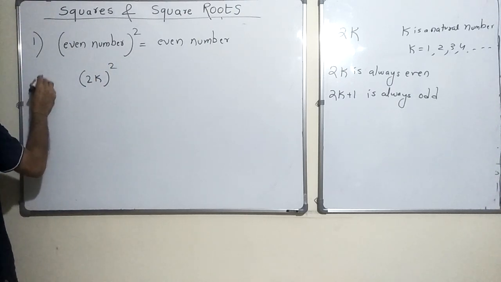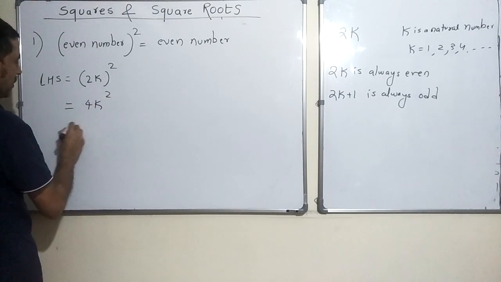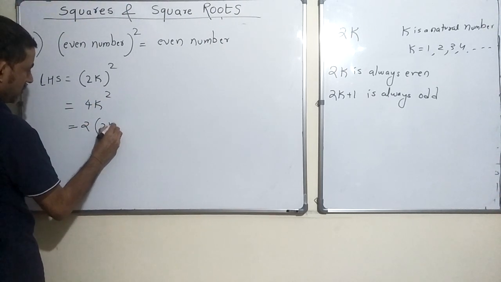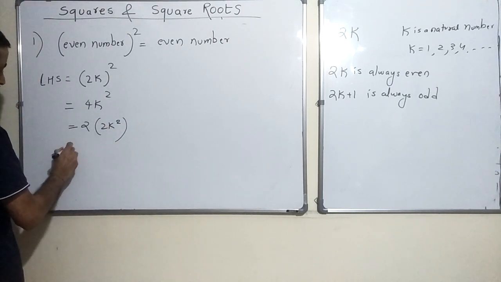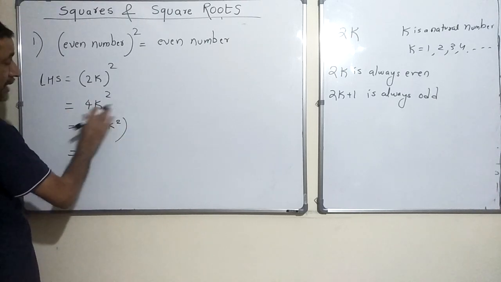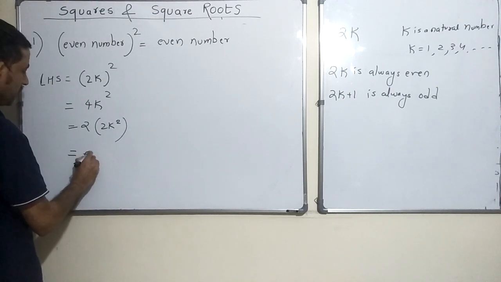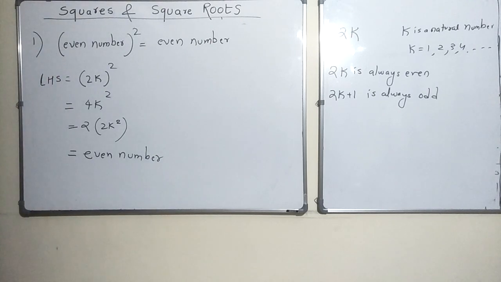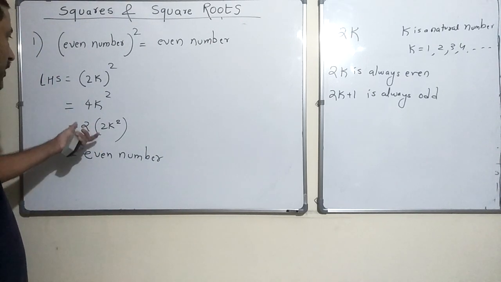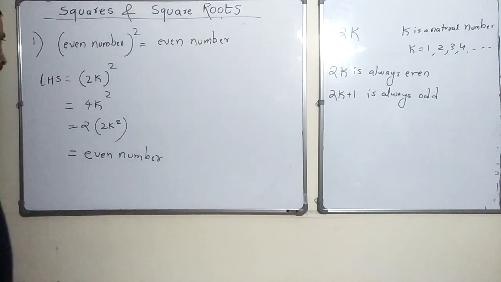Let's say LHS, left hand side, is equal to (2k) square, which is nothing but 4k square when I open it. Now this is nothing but 2 into 2k square, which means this entire left hand side is a multiple of 2, because it is 2 into something. So it implies that this is an even number. Correct? So 4k square is a multiple of 2, and if it is a multiple of 2, it is an even number. So great, it is equal to RHS.